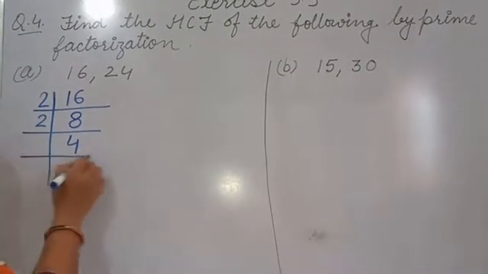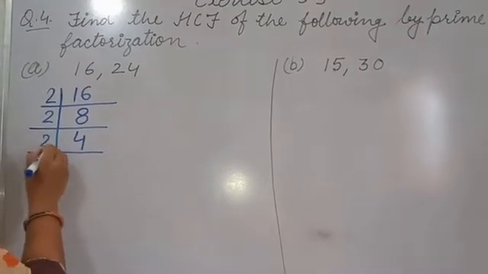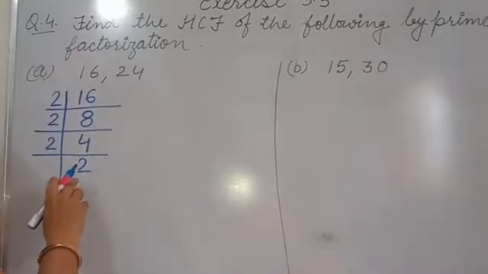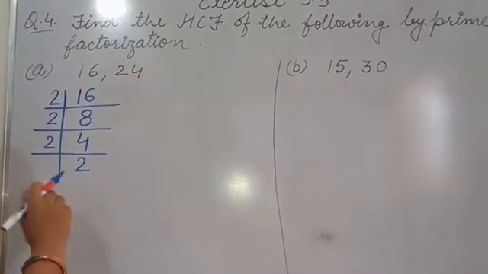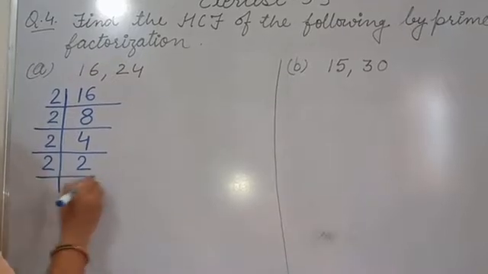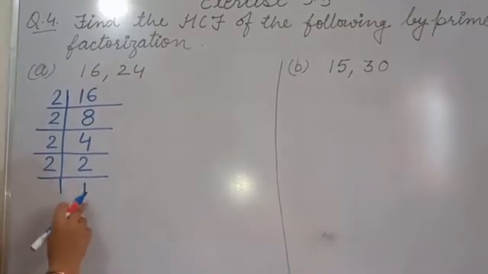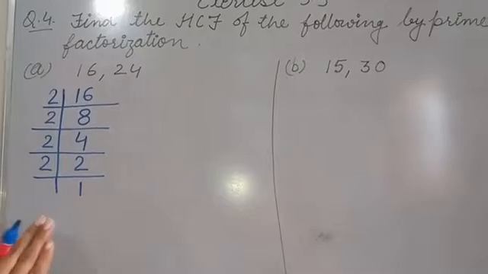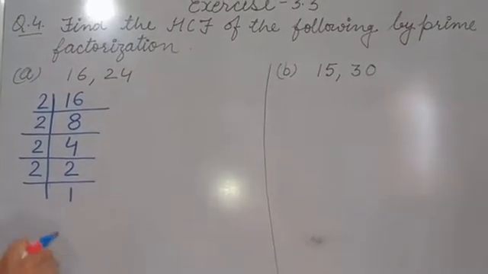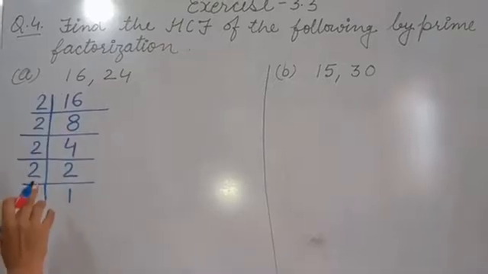Again we choose our divisor. We see that 4 is divisible by 2, so again we choose 2 as a divisor. 2 2s are 4. Again we see that 2 is divisible by 2, so again 2 as a divisor. Now 2 1s are 2. At the last we get 1, then our prime factors finish. So this is the prime factorization of 16.